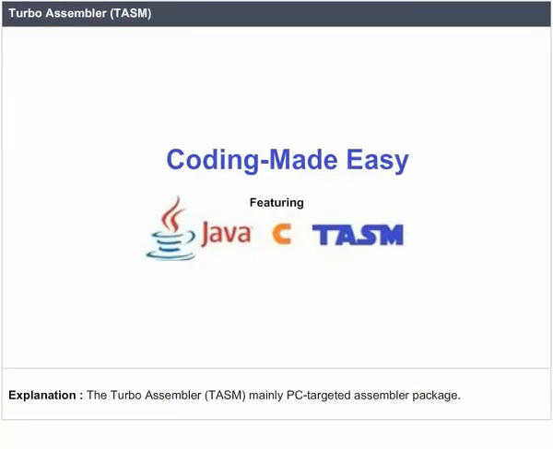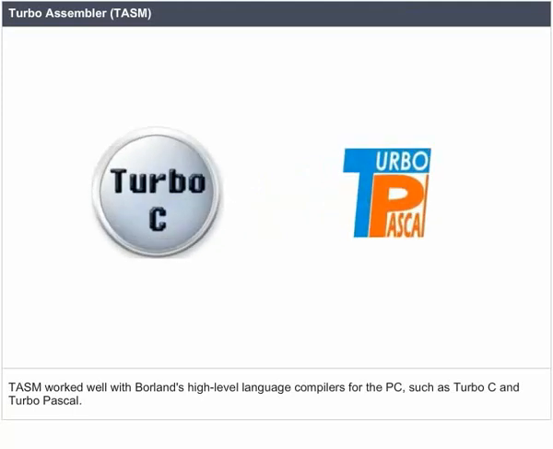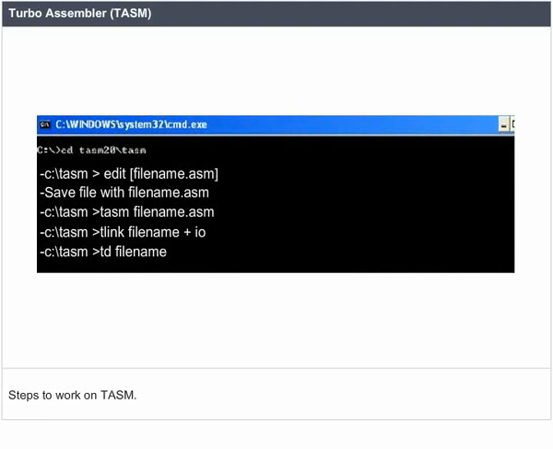Turbo Assembler, TASM. Explanation. The Turbo Assembler is a mainly PC-targeted assembler package. TASM worked well with Borland's high-level language compilers for the PC such as Turbo C and Turbo Pascal. Steps to work on TASM. C:\TASM> edit filename.asm. Save file with filename.asm. C:\TASM> TASM filename.asm. C:\TASM> tlink filename. C:\TASM> td filename.